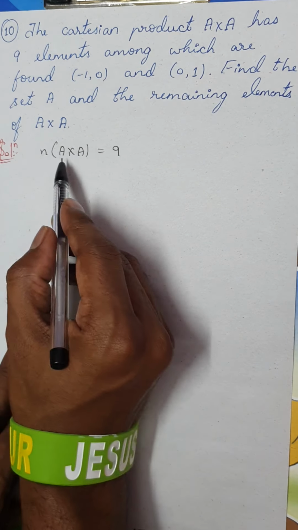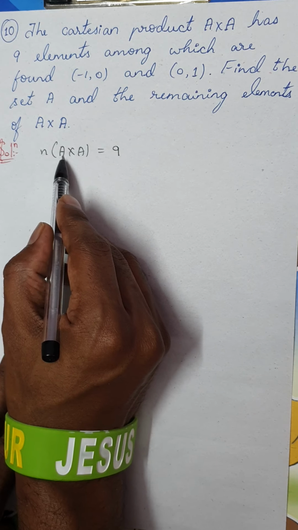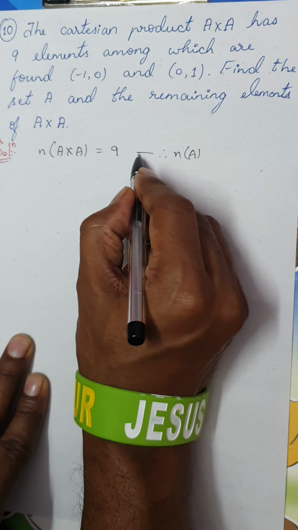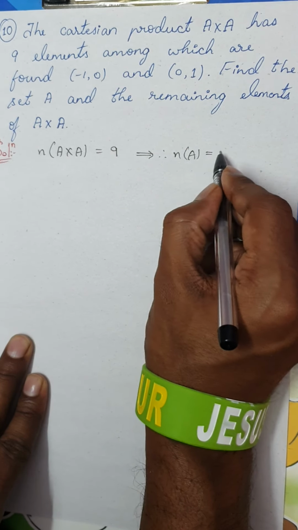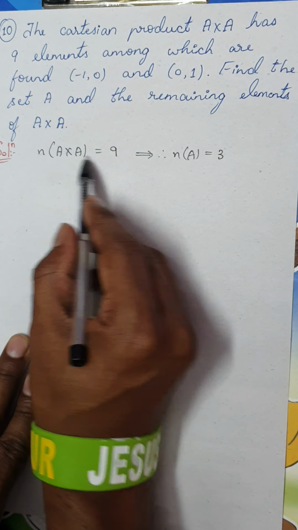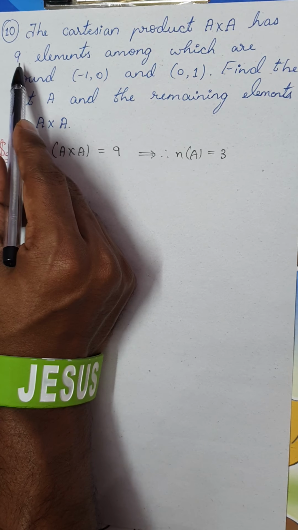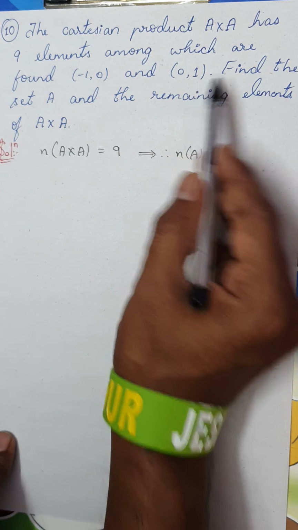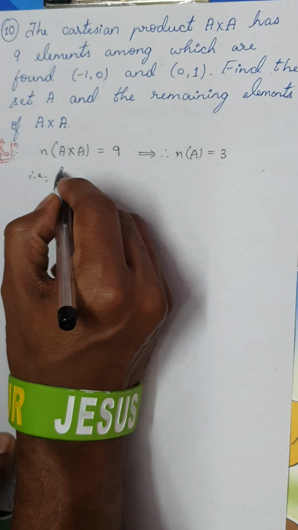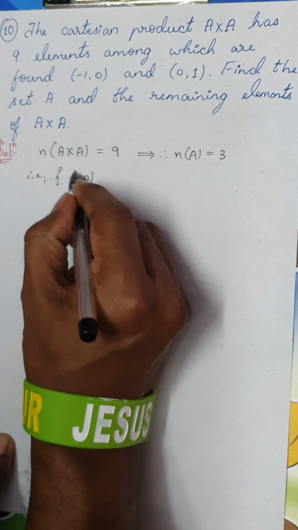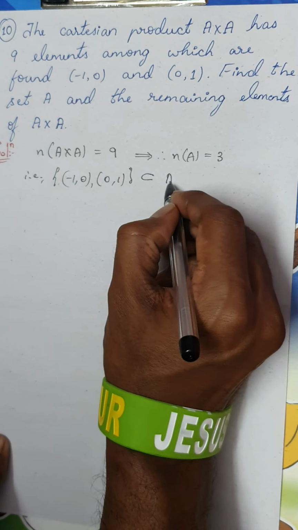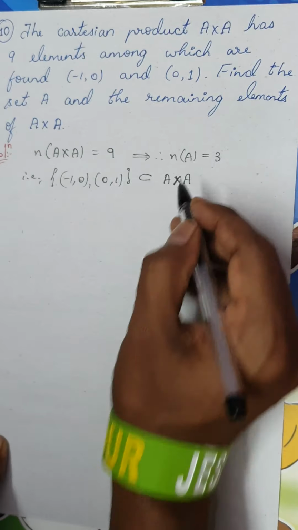Remember the set is taking a cross product with itself, therefore definitely this will imply the number of elements in A should be 3, because only then 3 into 3 will give me 9. Okay, please note it down. Among these 9 elements are -1 comma 0 and 0 comma 1. So I can also say this set containing -1 comma 0 and 0 comma 1 is a subset of A cross A. Okay, are you following?